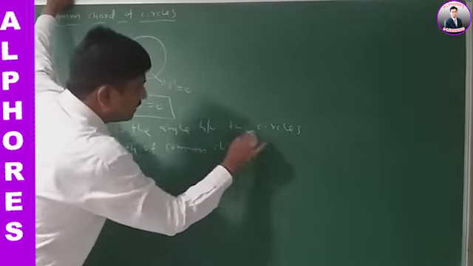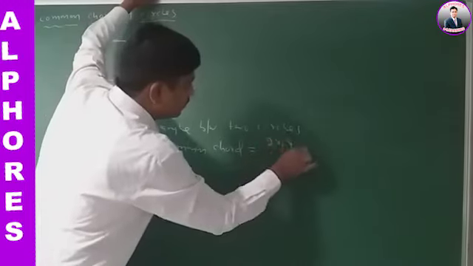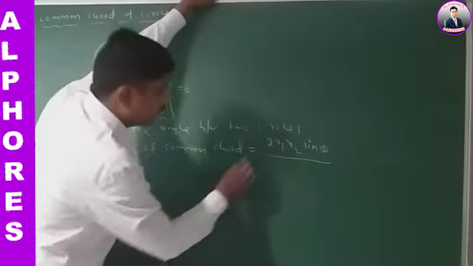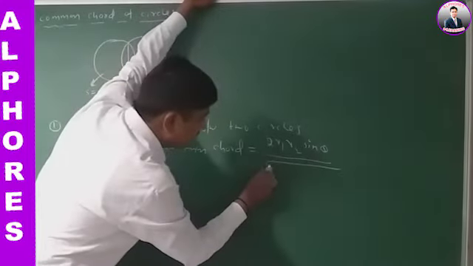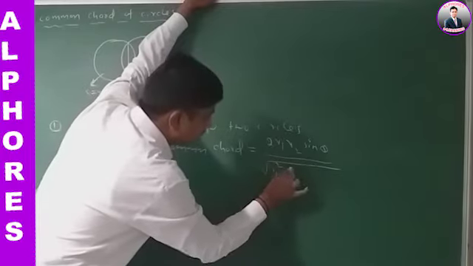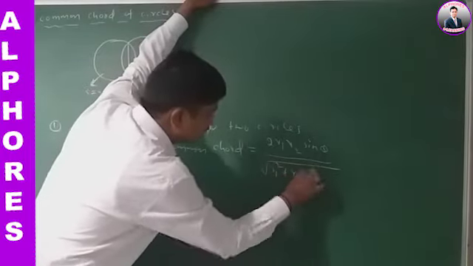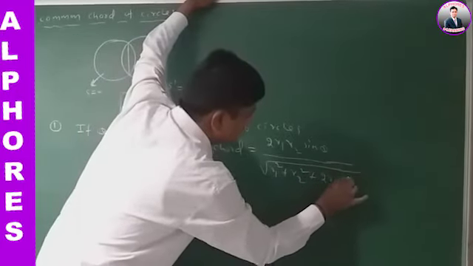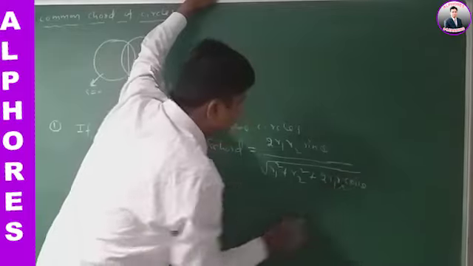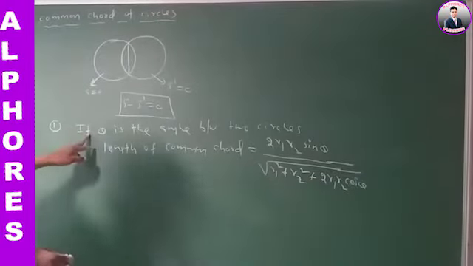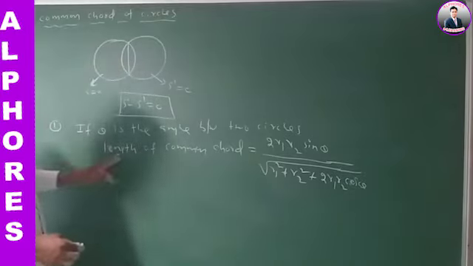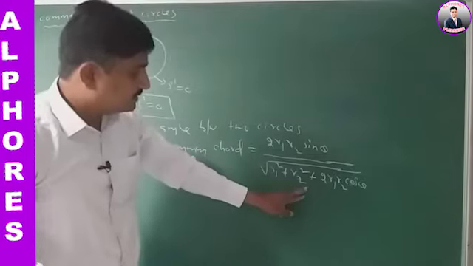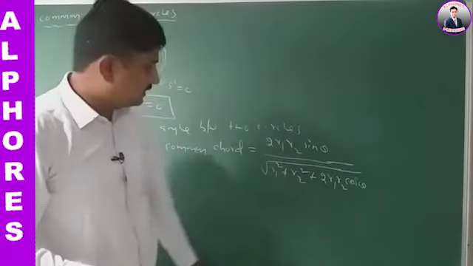Length of common chord equal to formula 2r1 r2 sin theta by under root of r1 square plus r2 square plus 2r1 r2 cos theta. Here, if theta is the angle between the two circles, the length of the common chord equals 2r1 r2 sin theta by under root of r1 square plus r2 square plus 2r1 r2 cos theta.